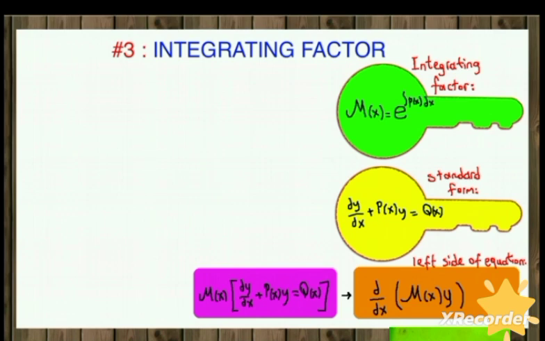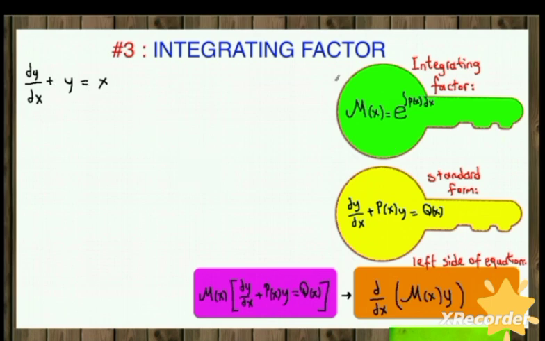The third technique we use to solve linear ordinary differential equations is the integrating factor. In this method, our function is neither separable nor homogeneous, but in the form of dy over dx plus p of x times y equals some function. Let's see a real example. Let's solve dy/dx plus y equals x. This function is not separable and it's not homogeneous. And it's in the form of dy over dx plus p of x times y equals q of x. If it is not in this form, we put it in this form.